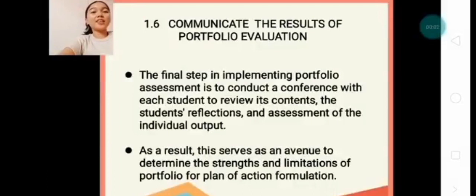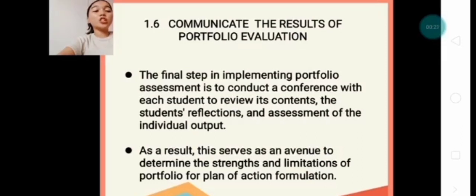Hi everyone, I am Aidel Jemino and I am from the BE second year. So in this video, I am going to discuss communicating the results of portfolio evaluation. The final step in implementing portfolio assessment is to conduct a conference with each student to review its contents, the student's reflections, and assessment of the individual output.